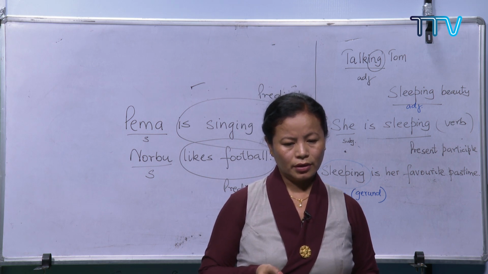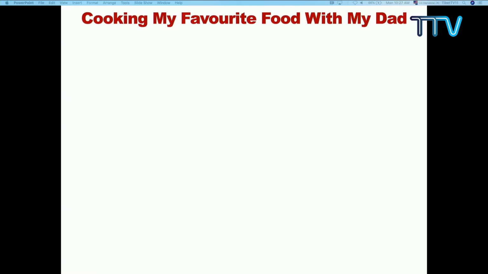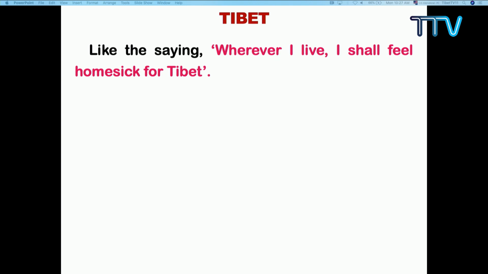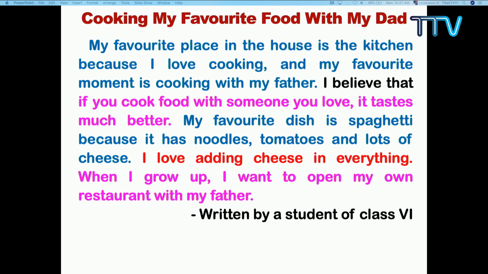Now let us read the following text. Look at the slides. This is one part of a composition written by a student of class 6. This is one of the paragraphs that I received during the recent English essay writing project initiated by the Department of Education. I happened to look at so many of your write-ups, so I've taken one to discuss the types of sentences. Cooking my favorite food with my dad. Look at the different highlighted sentences.